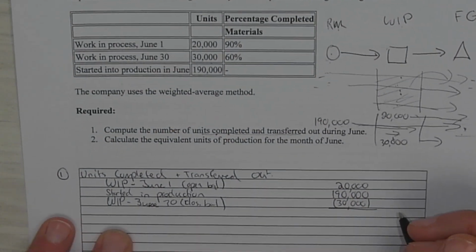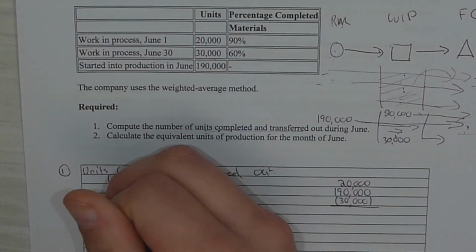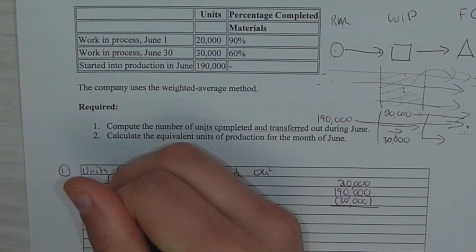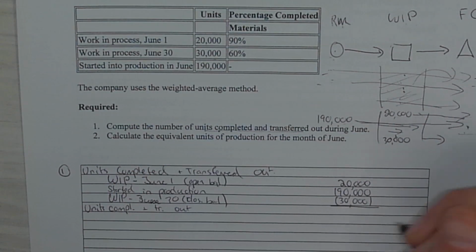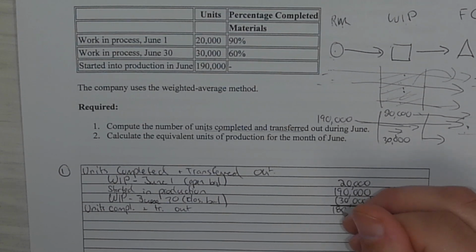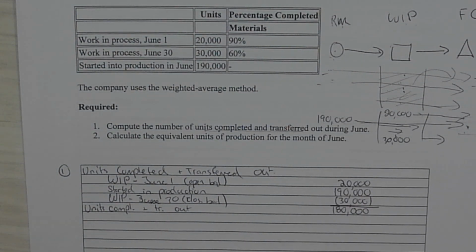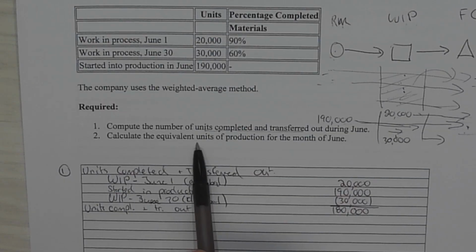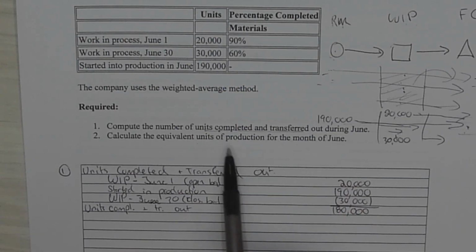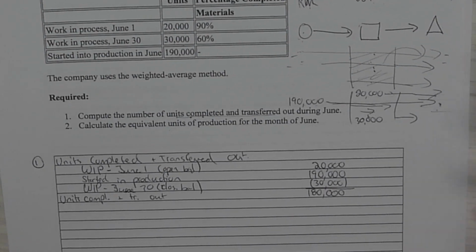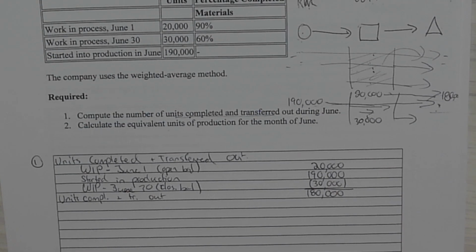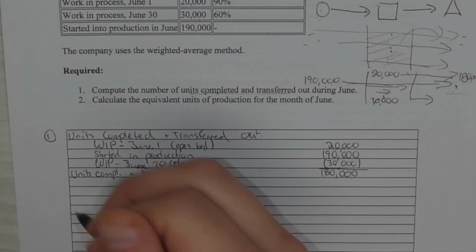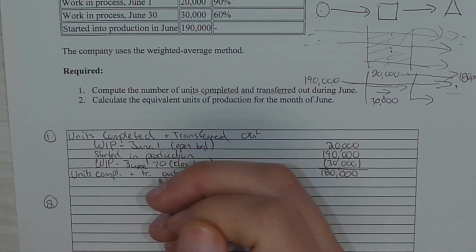So how many were completed and transferred out? Units completed and transferred out: 180,000. So when we're determining our equivalent units of production, we know that regardless of how much was left over in here, 180 made its way across. And that is complete.